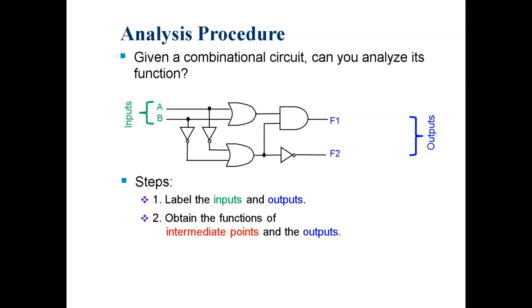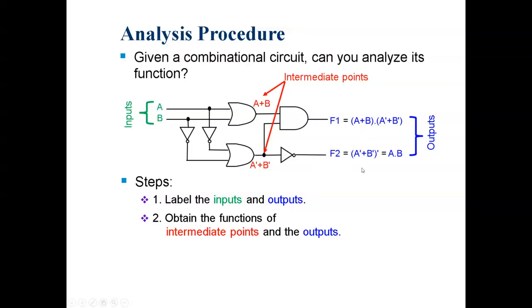Then obtain the function of the intermediate points. These are the intermediate points shown in red color. What is this intermediate point? This is actually A plus B, and this intermediate point is actually A bar plus B bar. Now we have found the expression for the intermediate points, and now what is F1? F1 is (A plus B) dot (A bar plus B bar). So we have derived the expression for F1.